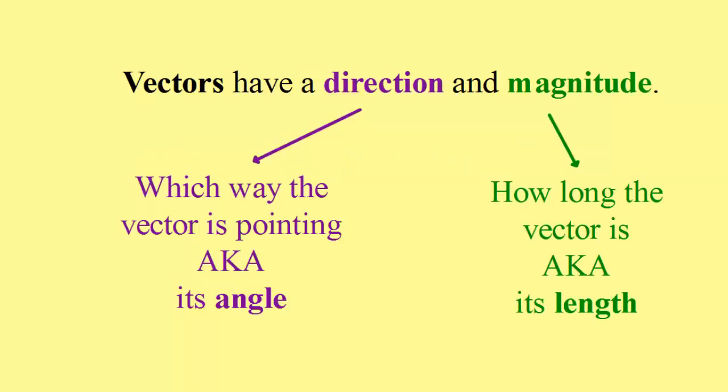So we know that vectors have a direction and a magnitude, and when you're talking about the arrows that you draw, those kind of vectors, the direction is which way the arrow is pointing. In other words, its angle. And the magnitude we can see is how long the vector is, or its length.